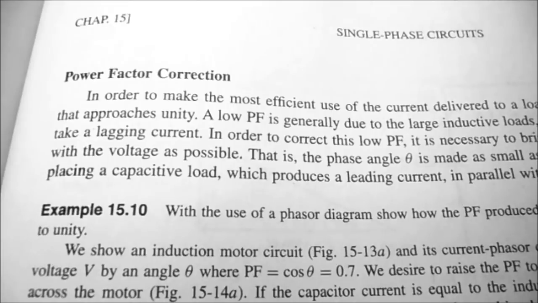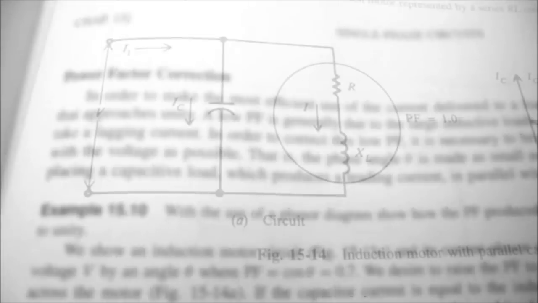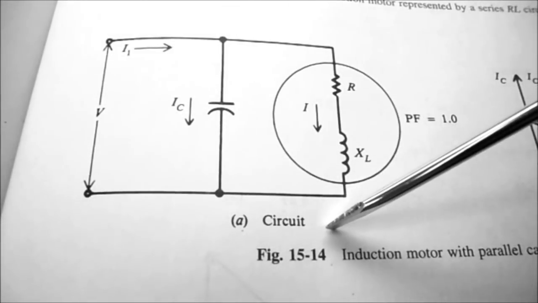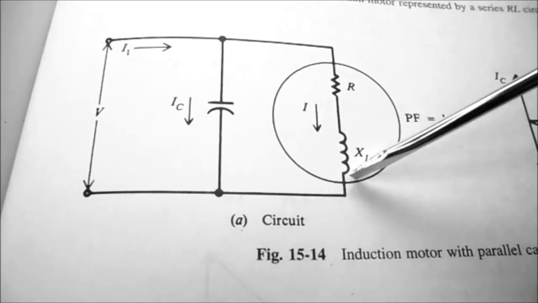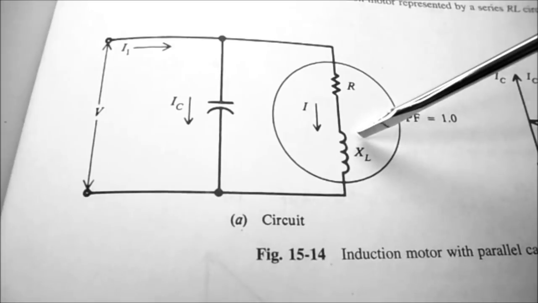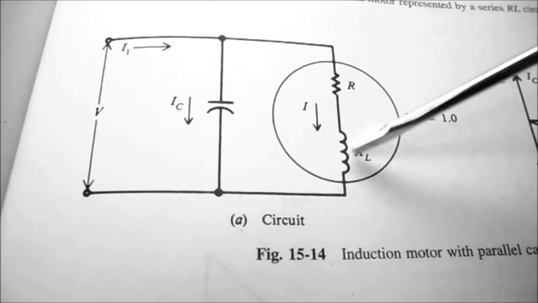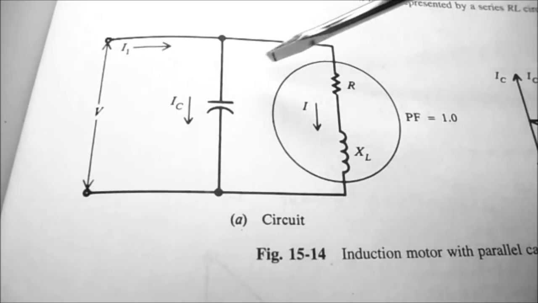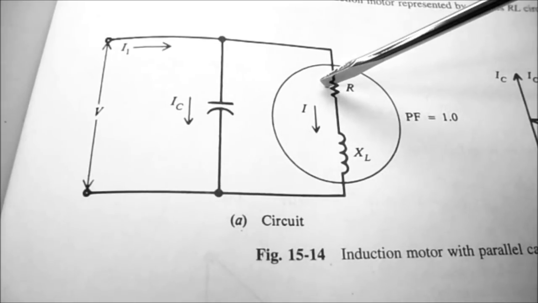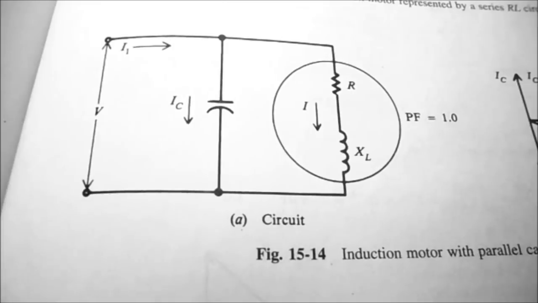We have a whole section on power factor correction. And in figure 15-14, we can see we have our load, and it consists of a motor which has an inductive coil and a resistive element. And if we put a capacitor in parallel with it, we can correct the power factor.